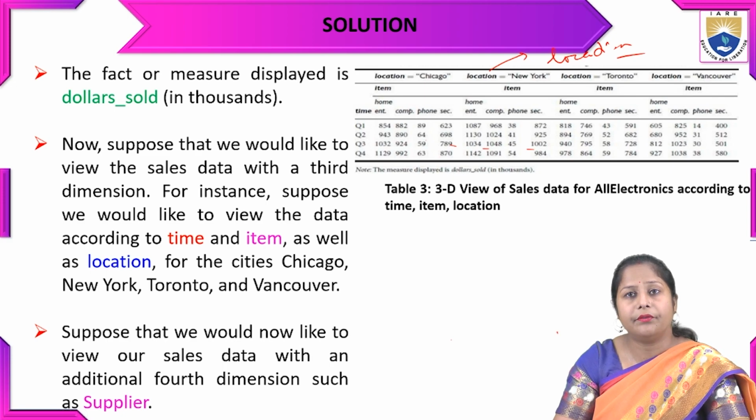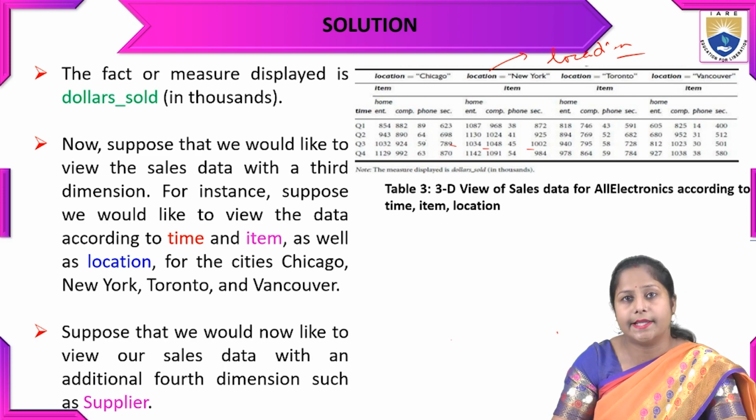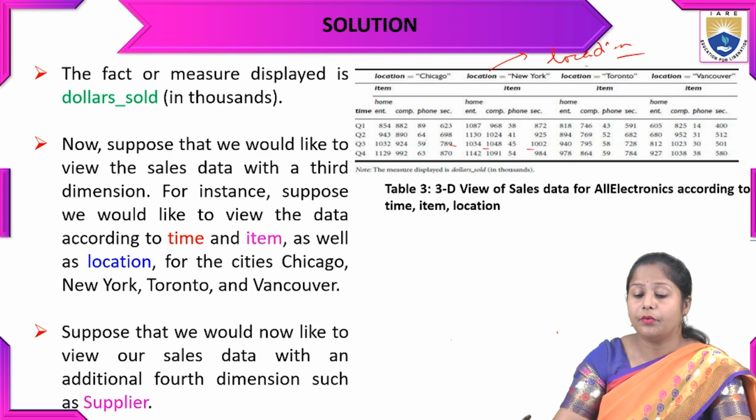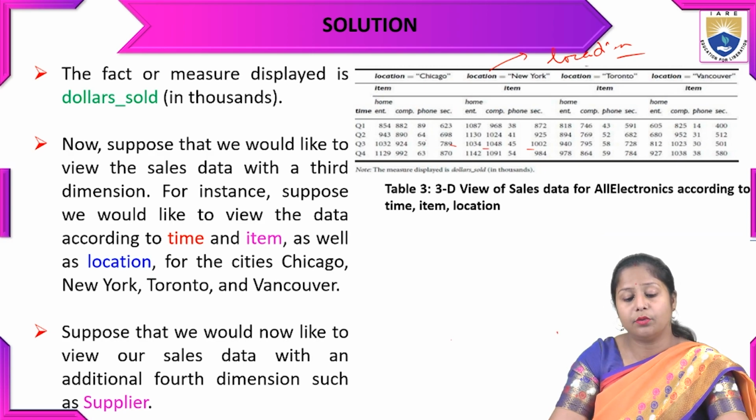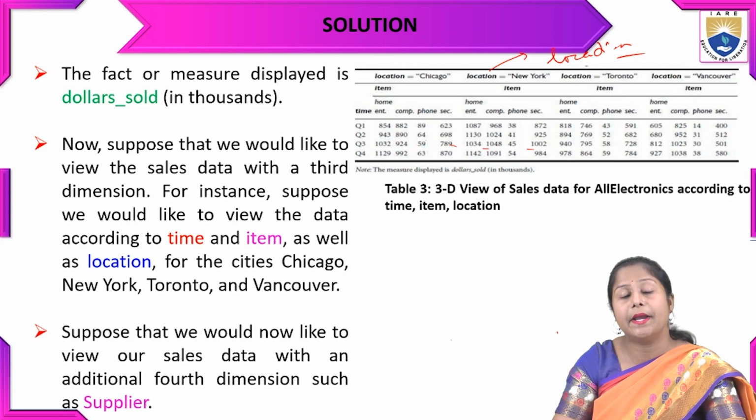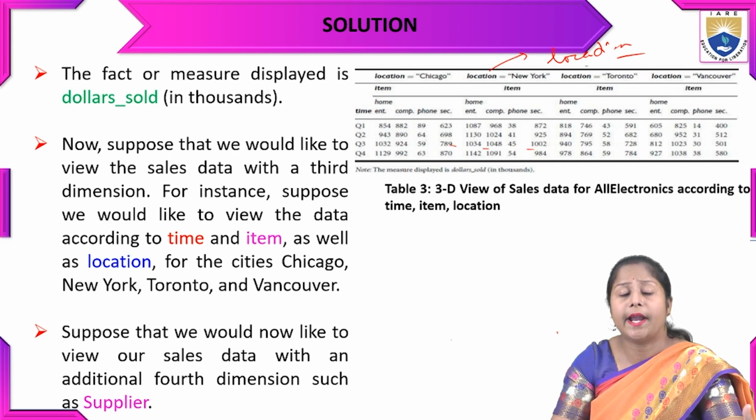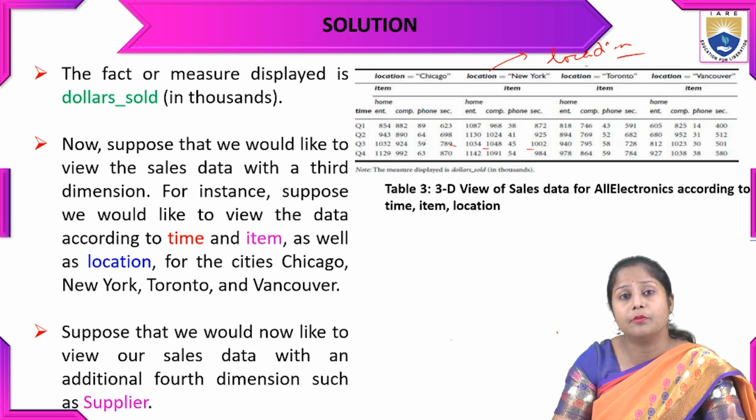Now suppose that we would like to view the sales data with the third dimension. For the third dimension, we have to take the location. So suppose we would like to view the data according to time and item as well as location. For the city, Chicago, New York, Toronto, and Vancouver, these are the 4 cities. Time and item are there. In time, there would be the 4 quarters, Q1, Q2, Q3, Q4, and for item, all the related types of items sold will be there.